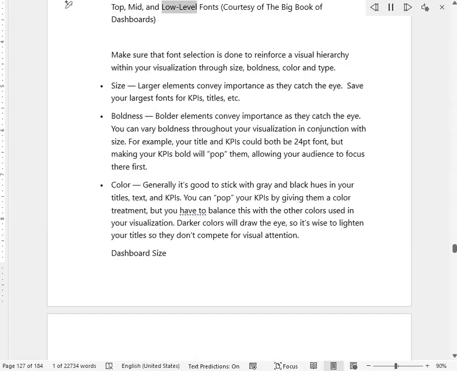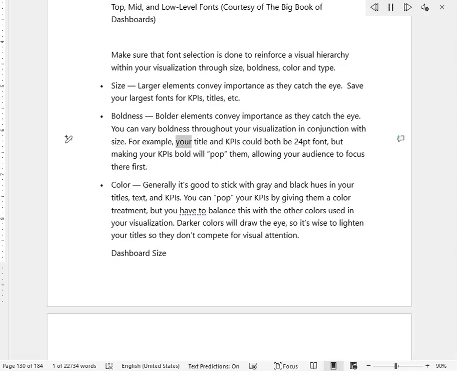Top, mid, and low-level fonts, courtesy of the Big Book of Dashboards. Make sure that font selection is done to reinforce a visual hierarchy within your visualization through size, boldness, color, and type. Size: larger elements convey importance as they catch the eye. Save your largest fonts for KPIs, titles, etc. Boldness: bolder elements convey importance as they catch the eye.